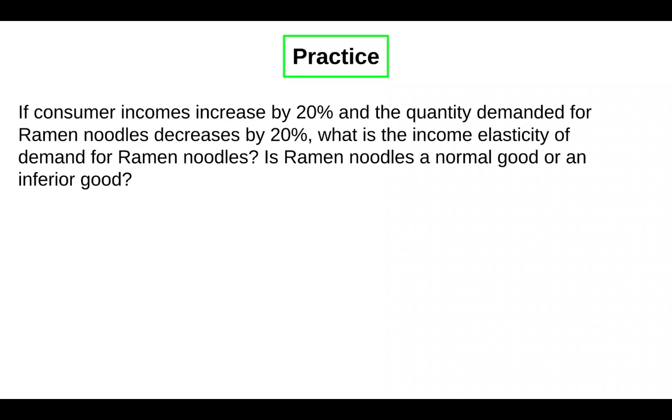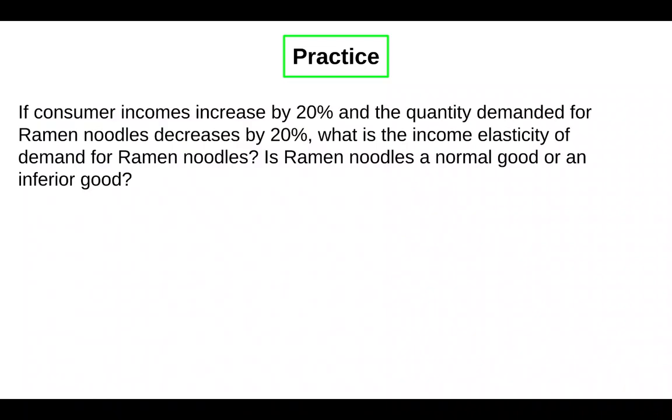So the correct answer here is -1, and that's an inferior good. You probably could have guessed by my example of ramen noodles, but notice that this 20% with the quantity demanded is a -20% because I said decrease, and then income increases by 20%, that's a positive. Got to be careful there. And so the formula here is going to be -20 divided by 20, and that gives you -1, indicating that it is an inferior good.